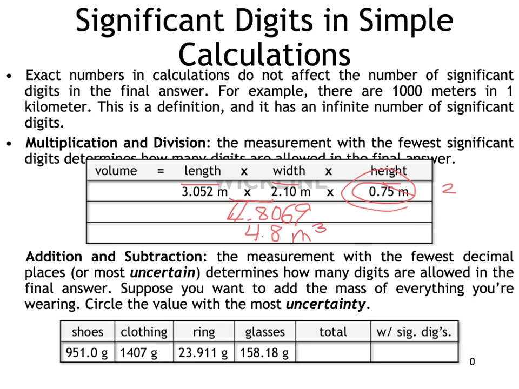Now when you do addition and subtraction, I'm actually not going to think that much about significant digits. I'm going to think a lot more about the number of decimal places each of these has, because the rule here is that the measurement with the fewest decimal places determines how many digits are allowed in the final answer. So for instance, I have 1 decimal place, 0, 3, and 2. That means this one with 0 decimal places is going to be the one that influences the answer the most. Go ahead and add those numbers together now, and then we'll talk about the decimals.